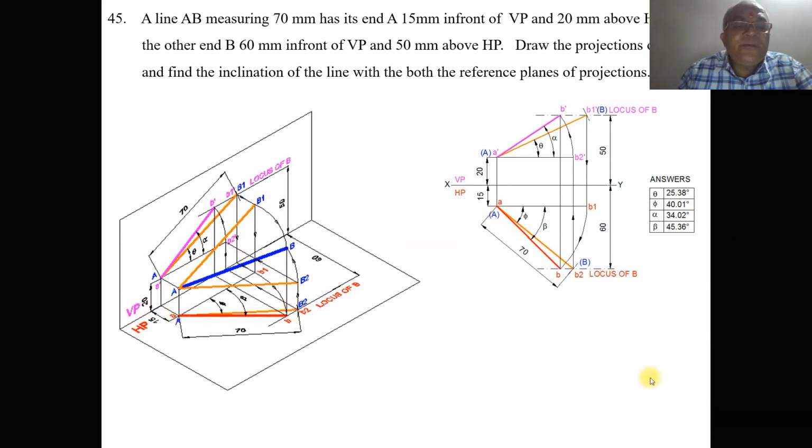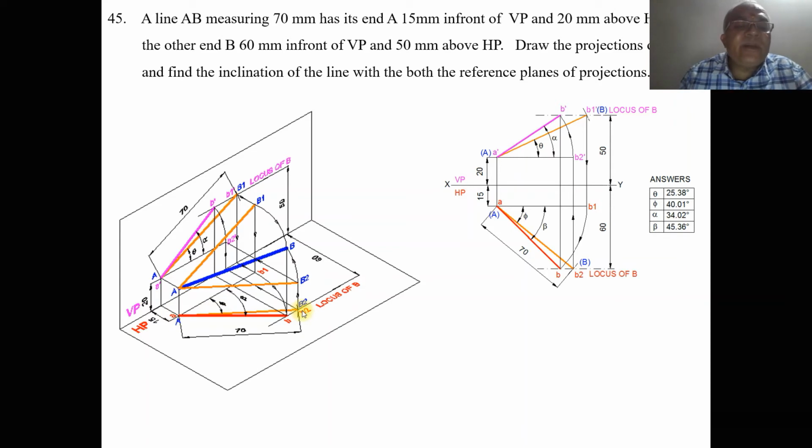To find out whether that line is in true length or not, I have to look from the front view. If I look from the front view, a dash and b2 dash are both above HP by 20 mm. Therefore, a dash b2 dash is parallel to HP. Since a dash b2 dash is parallel to HP, its corresponding top view will be in true length, which is the corresponding true length top view small ab2. So this line is in true length.